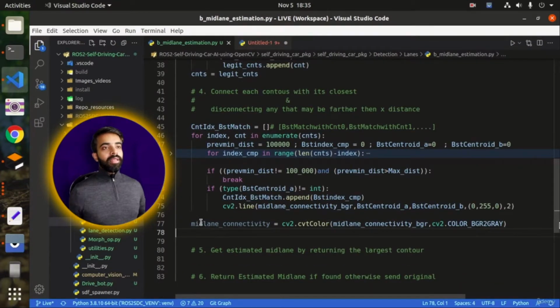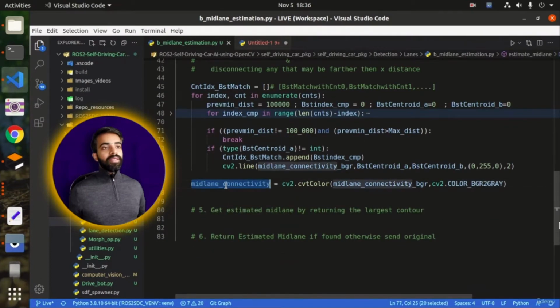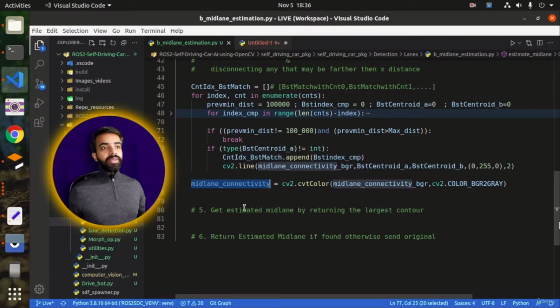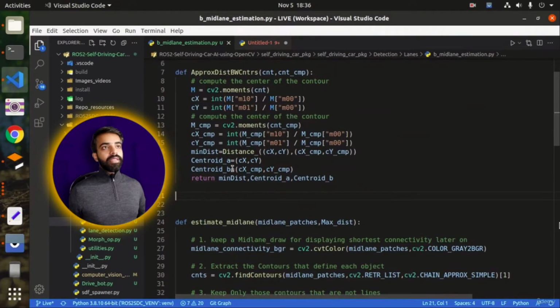At the moment, what you will notice is that we have done a lot of steps that have led us to this mid-lane connectivity. Once all the inner and the outer loop have been completed, we will get all the connections done between the mid-lane patches, and any other noise will simply get disconnected. So all that is left for us to do is get the estimated mid-lane by returning the largest contour, because that will consist of the estimated mid-lane. That can be done by creating a new function that simply returns the largest contour.